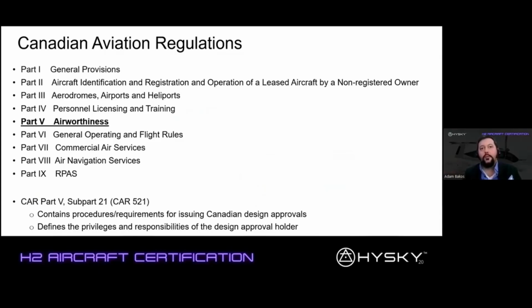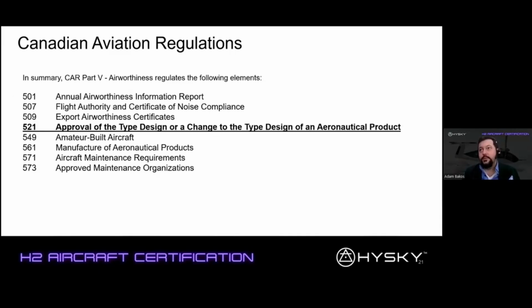Okay. And now CAR 521 is a subset of that, and it is the one that I was talking about for the procedures and requirements for getting that design approval, and also the responsibilities of a design approval holder. So that's that 521. So if you were interested in it, and EASA and FAA have their own Part 21, which does the same thing.